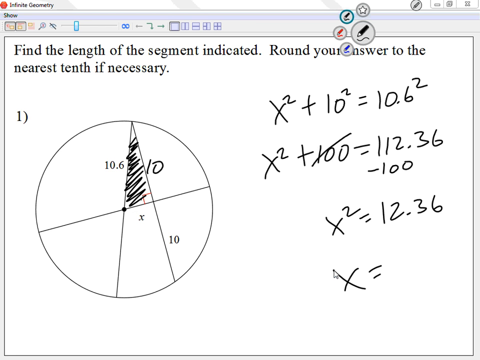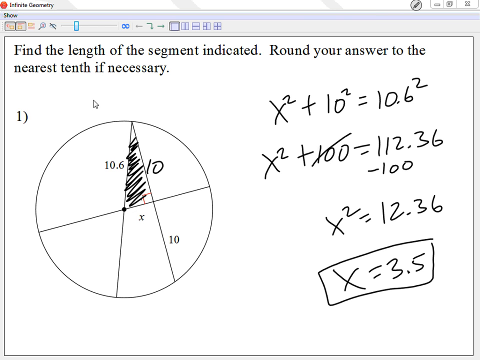And I get 3.5. I did round to the nearest tenth. In the instructions it says round your answers to the nearest tenth if necessary, so one decimal place. Notice how the 12.36, I didn't round it. I rounded the answer. So I said I got 3.5. I said round it to the nearest tenth.